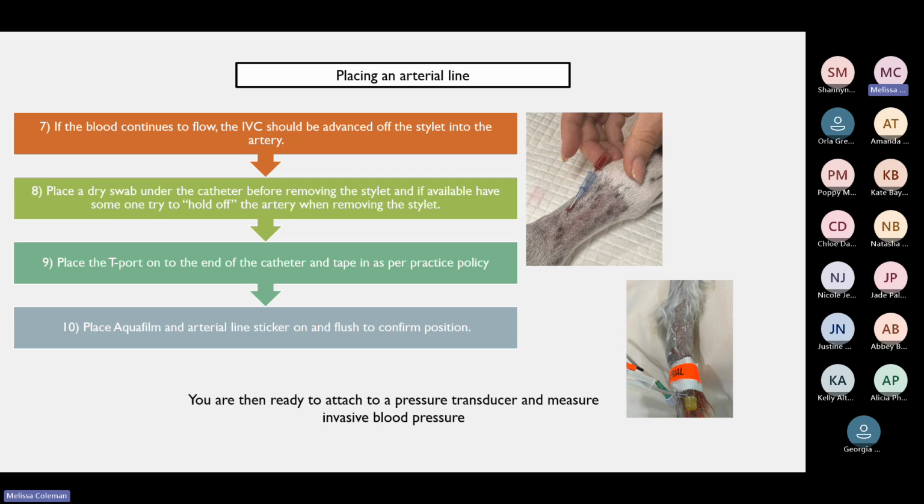Place an aquafilm over to make sure the area remains clean, and flush to confirm your position. And always label with an arterial line sticker because we don't want to put any drugs through there. The only thing you want to put through there is flush. You're then ready to attach to your pressure transducer and measure some invasive blood pressure.